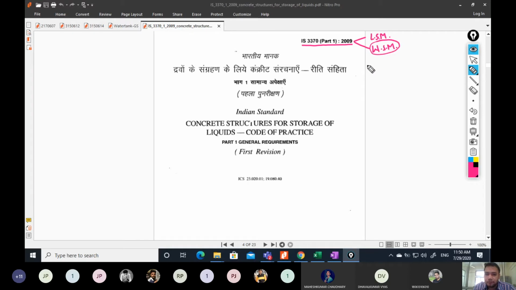So the title of the code is concrete structure for storage of liquid, and it is a code of practice. Means whenever you design any liquid retaining structures, or structures for the storage of any liquids, you have to strictly follow this code. It is a code of practice.